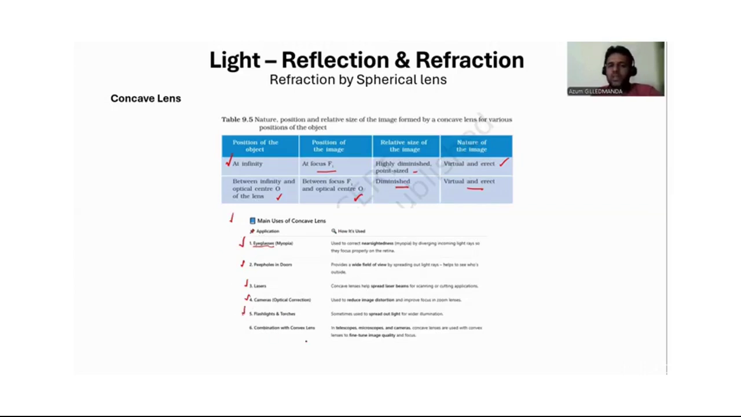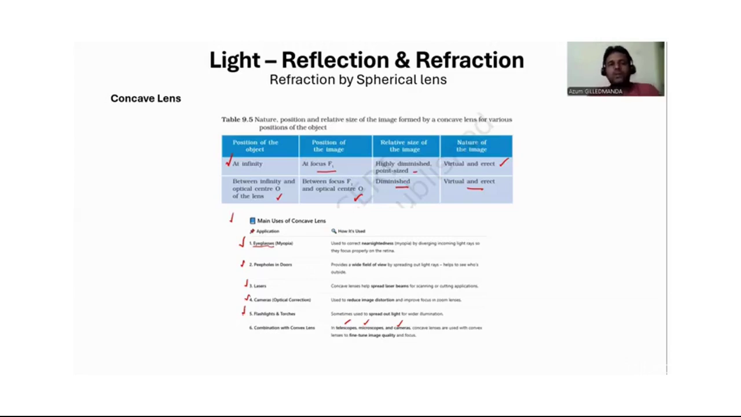And then the combination of concave and convex. In a few cases, we use the combination of both convex and concave lens, for example telescopes, microscopes and cameras. Sometimes we use only convex lens, only concave lens. Sometimes if we need a combination of image formation, then we can use both in combination, like one convex lens and one concave lens together. So those are the types of applications we have for concave lens.